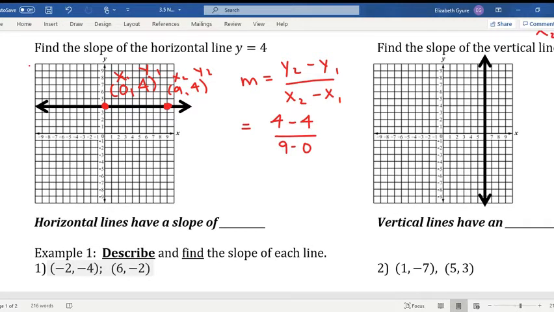What's 4 minus 4? 0. What's 9 minus 0? 9. What's 0 divided by any number? 0.